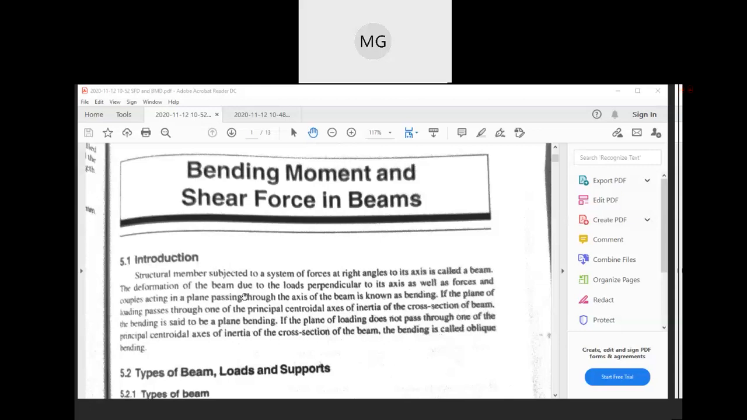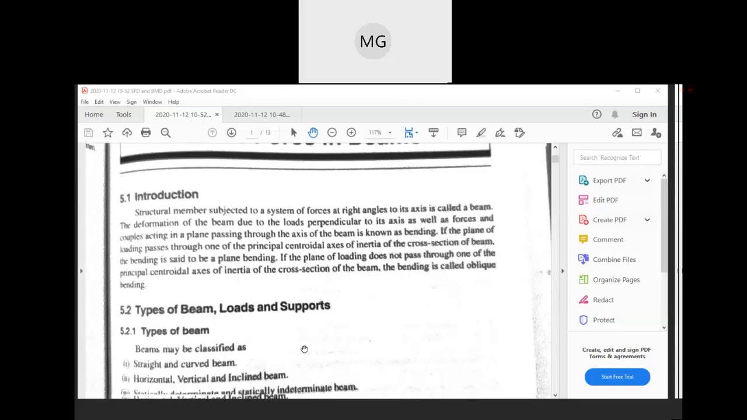Now you see the bending moment and shear force diagram. This is also a graphical method. First we'll see the introduction. So basically a beam is where the load is acting perpendicular to the axis. See, here also the definition is there: a structural member subjected to a system of forces at right angles to its axis is called a beam.